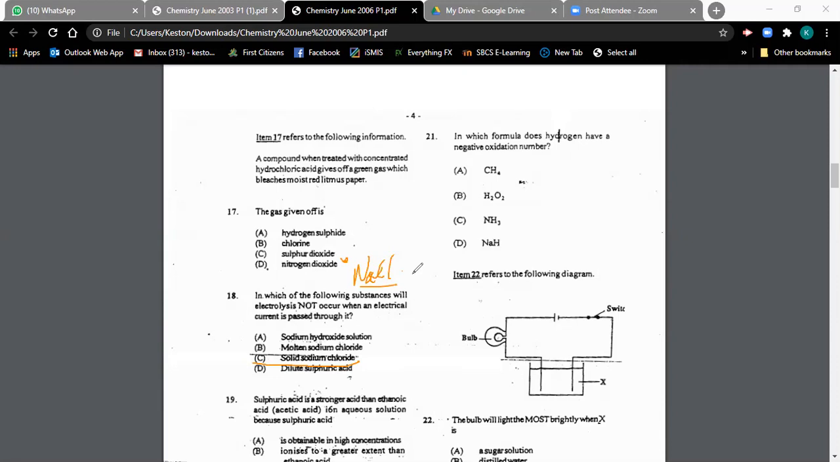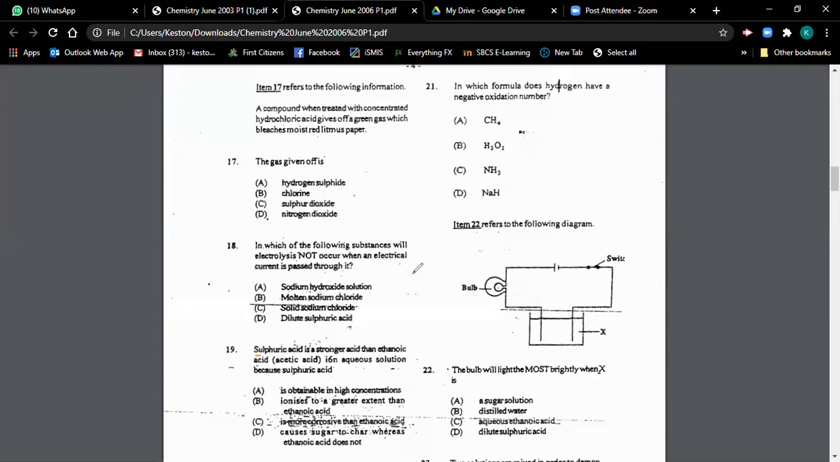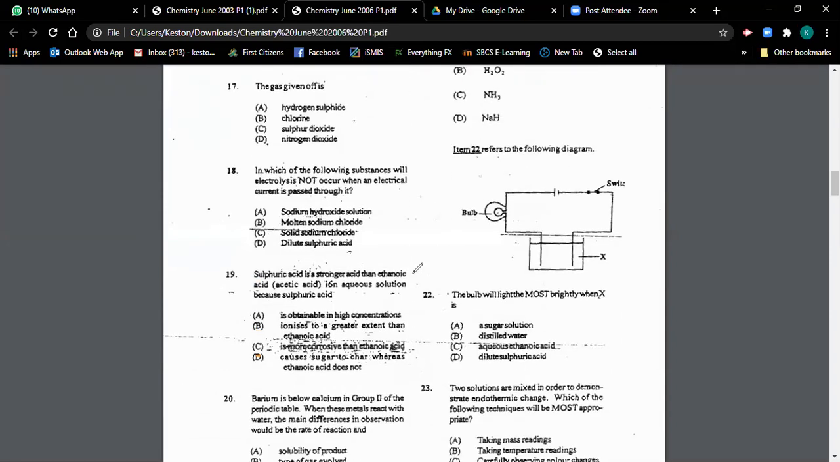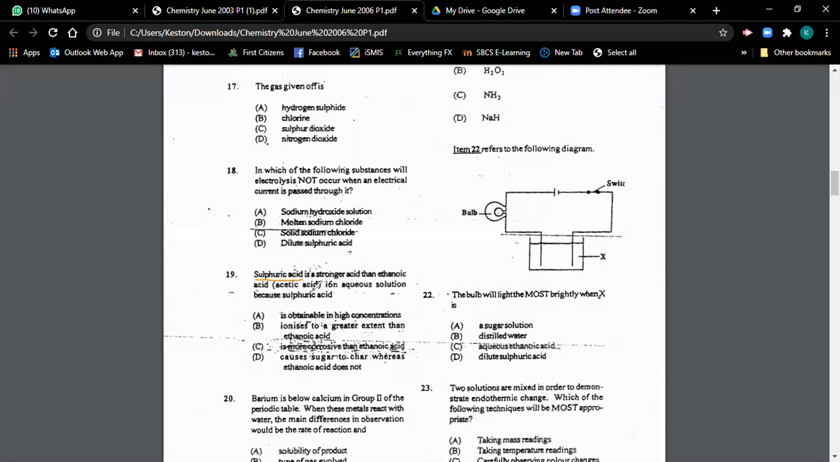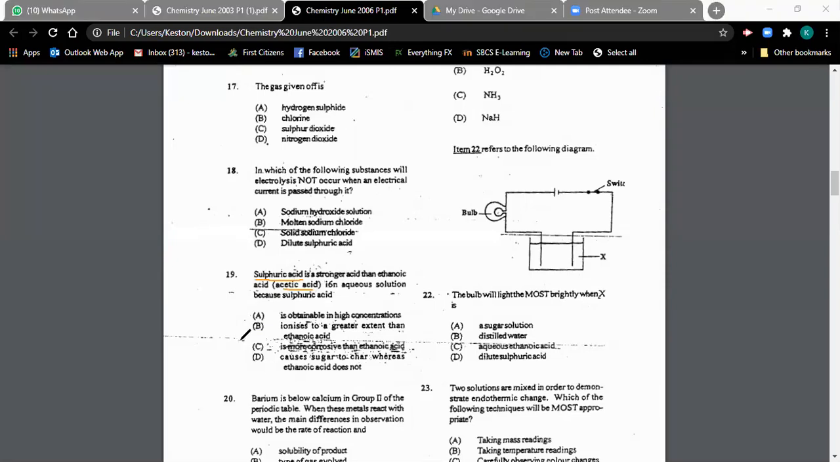Right? 19. Sulfuric acid is a stronger acid than ethanoic acid. Is that in aqueous solution? I think so. Why is sulfuric acid stronger? I think I already explained this before. Yeah, B. It ionizes to a greater extent than ethanoic acid.